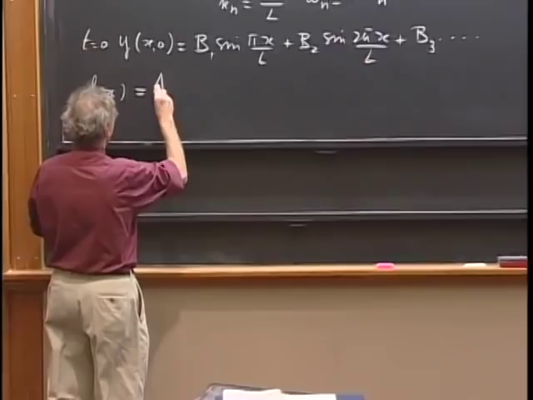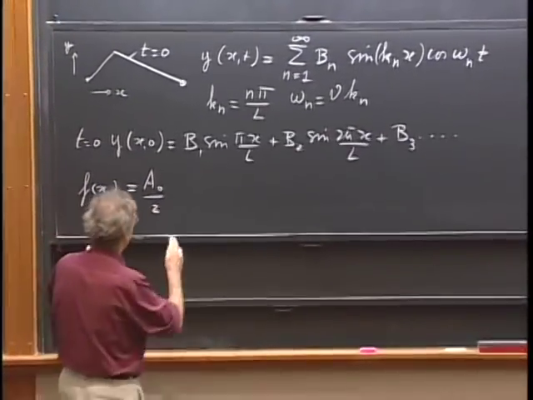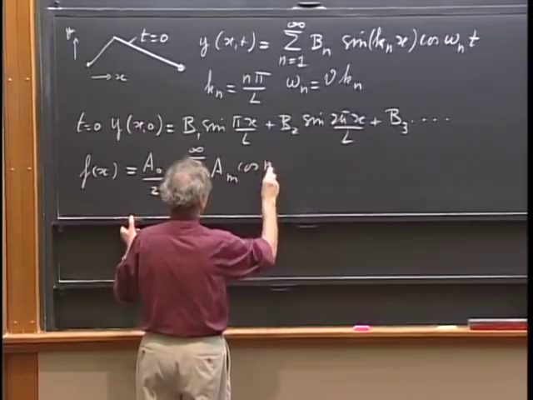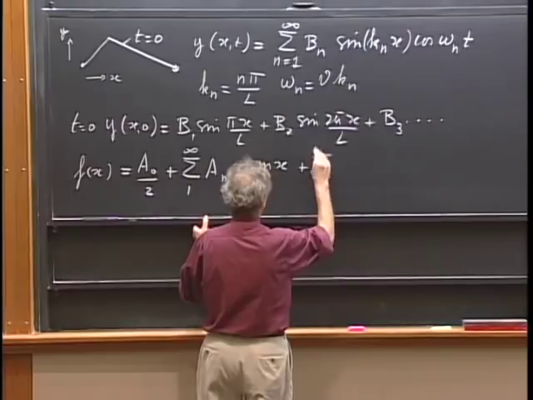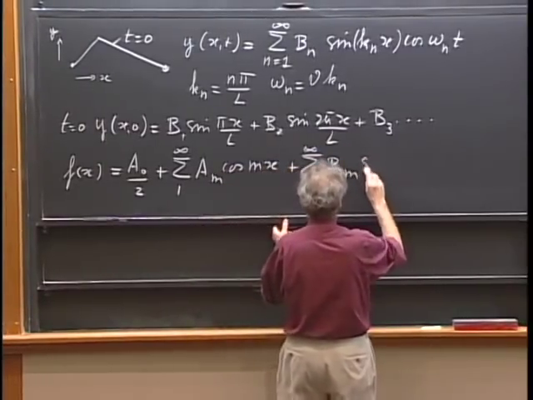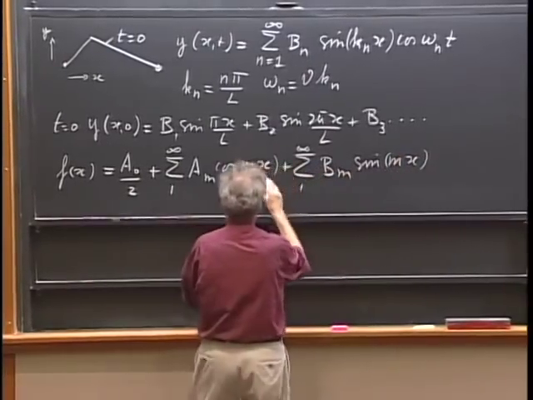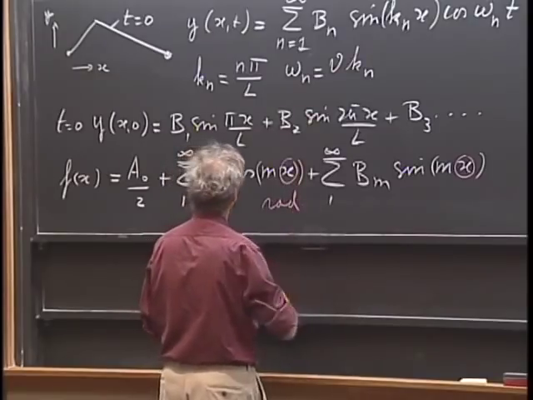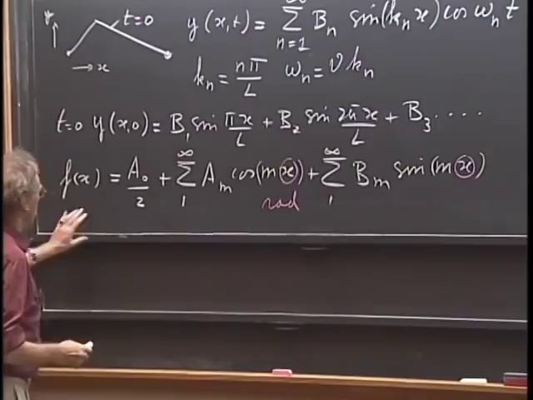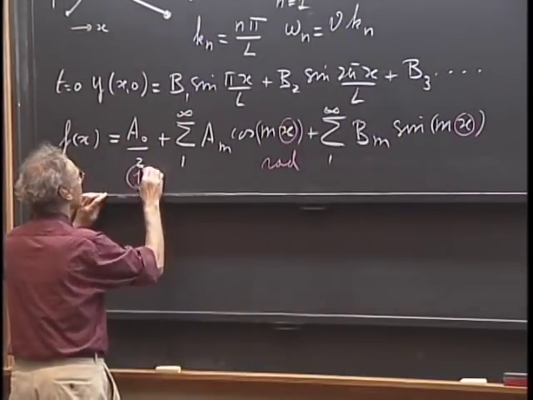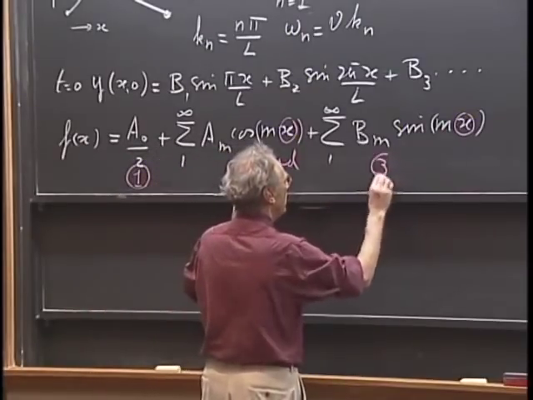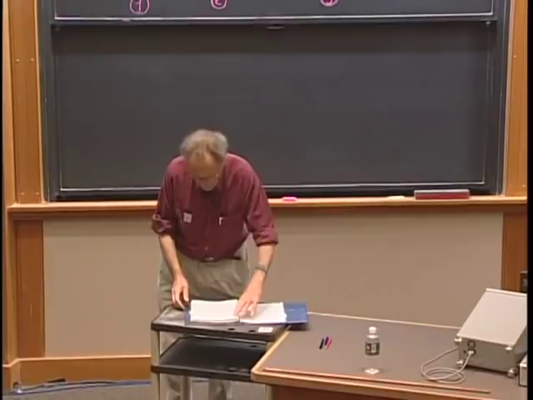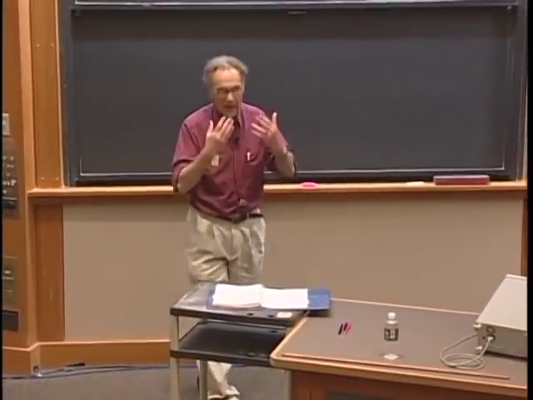So a function of x can now be written as a constant, we call it a0 divided by 2, plus the sum, 1 to infinity, of a_m cosine mx plus the sum, 1 to infinity, of b_m times the sine of mx. And this x that you see here, it's also called x in Beckefeld and Barrett, is in radians. I will call this first term 1, I will call this one 2, and I will call this one 3. So our task now is to find the values for a and b if you know the function f(x).